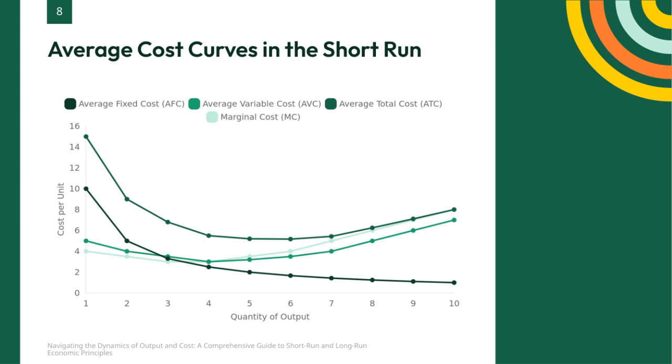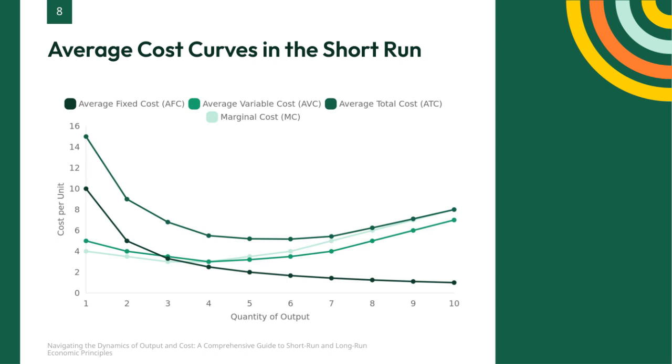The average variable cost, AVC, initially decreases slightly, then begins to rise as output expands, capturing variable costs that change with production volume. The average total cost, ATC, combines these two and forms a U-shaped curve, falling at first due to declining AFC, but eventually rising because of increasing AVC.